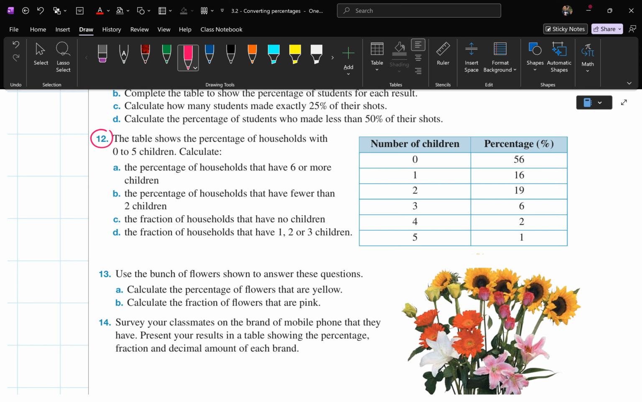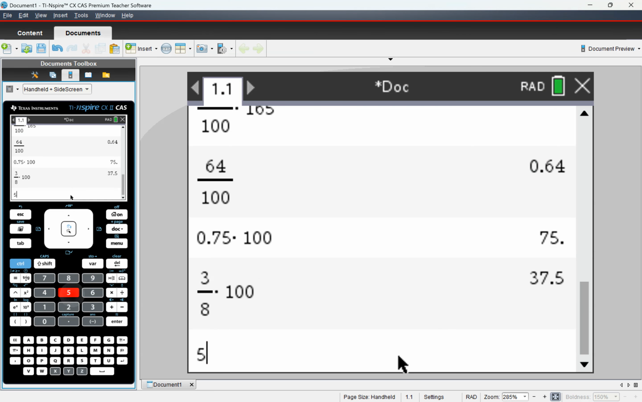Now, A, the percentage of households that have 6 or more children. So 6 or more is in this direction, so technically it should be 0, but let's double check. How do you know? Well, this entire table should add up to 100%. So let's double check it. 56 plus 16, I'm just going to do it on a calculator. So 56 plus 16 plus, what's the other one?